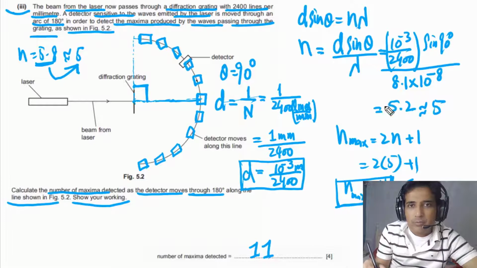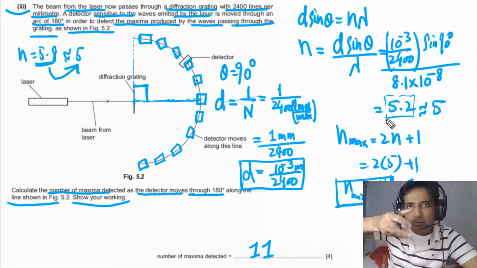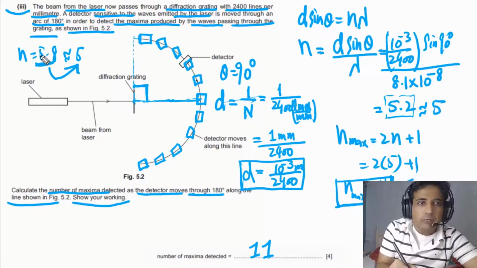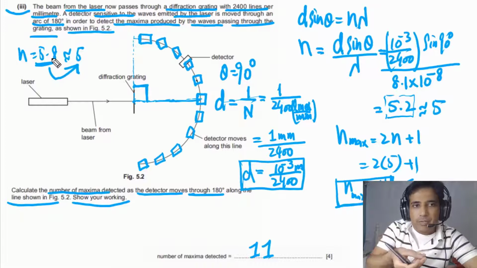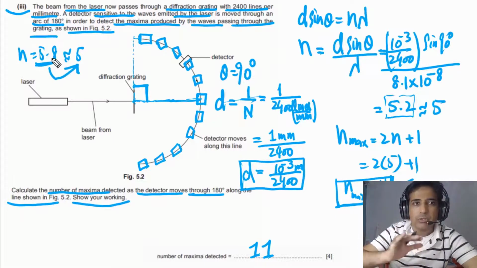This is a very important point because bright fringes cannot be 5.2. So the only possible number is 5. Even if you got the answer 5.8, bright fringes cannot be 5.8. They can only be 5. So you have to take the lower integer, not the higher one.